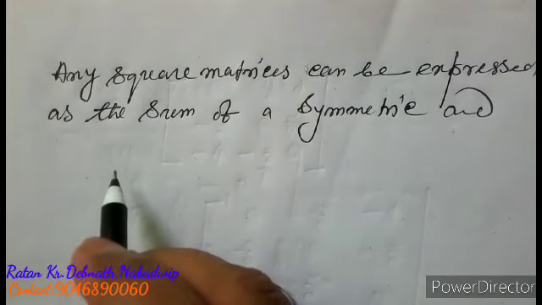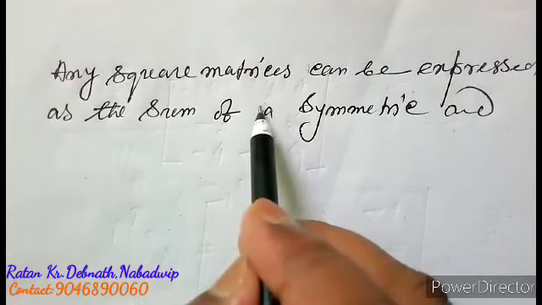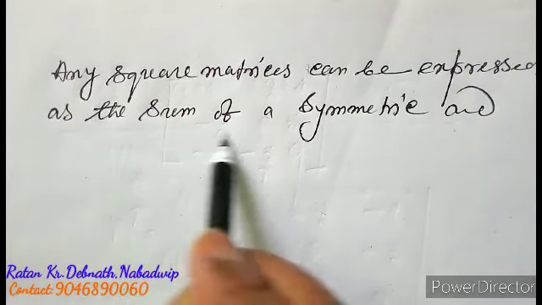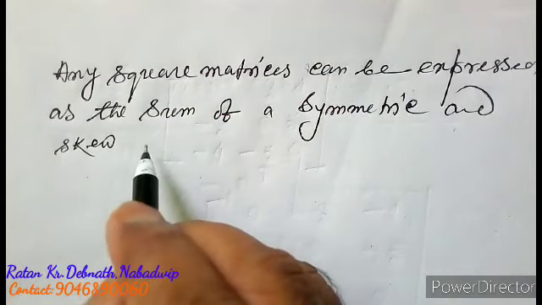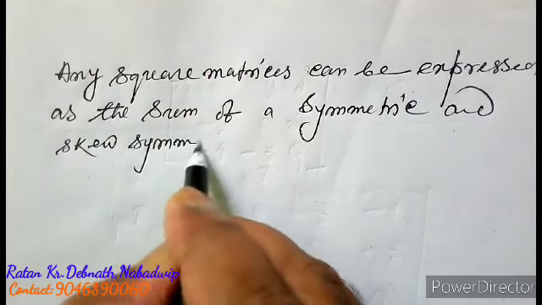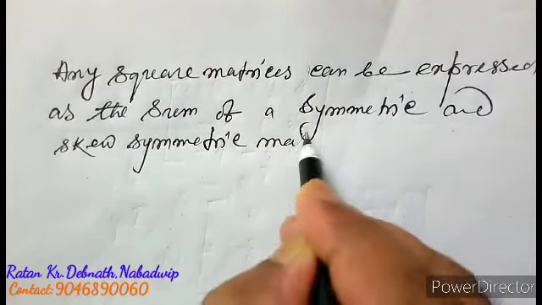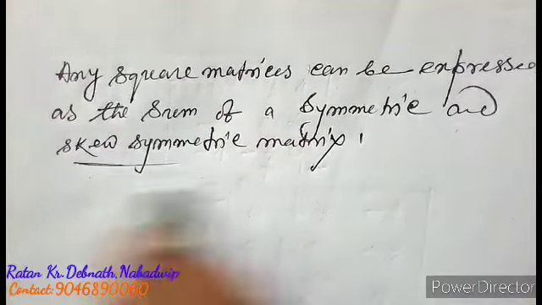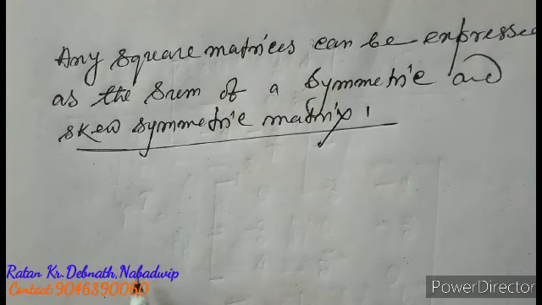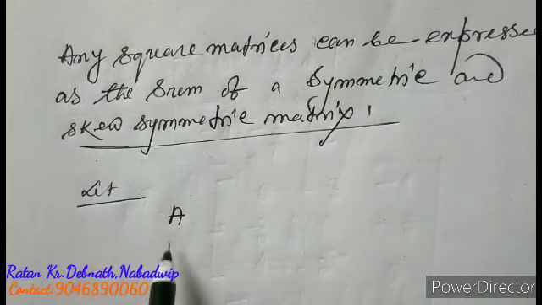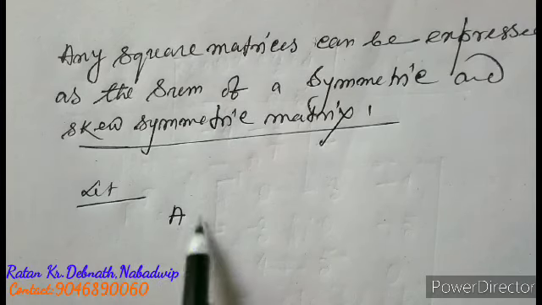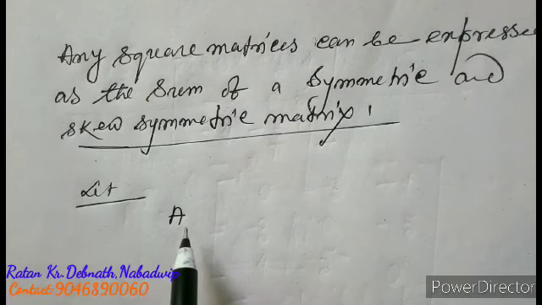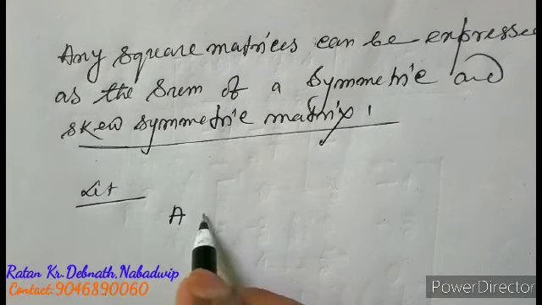Here is an important theorem on the screen. Any square matrix can be expressed as the sum of symmetric and skew symmetric matrices. Let us prove the theorem. Let A be a square matrix. We have to show that A can be expressed as the sum of symmetric and skew symmetric matrices.